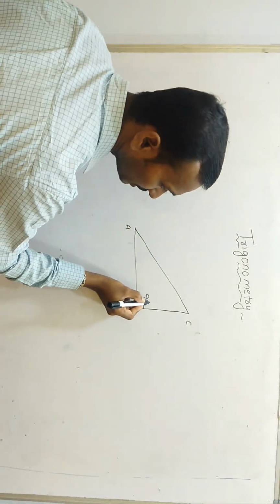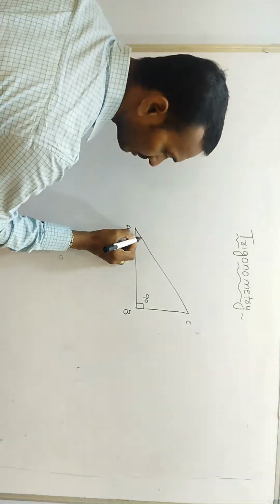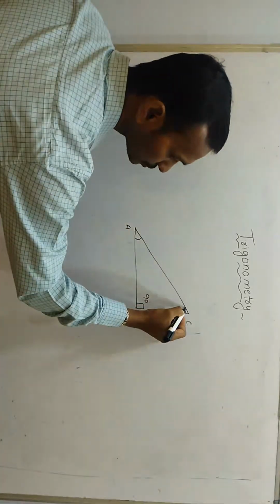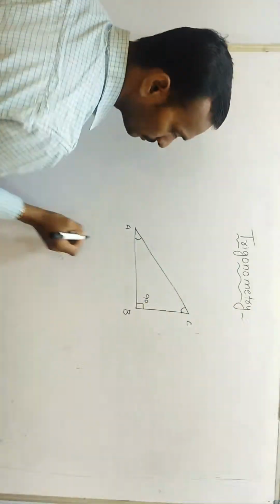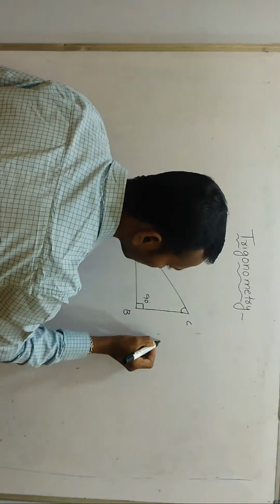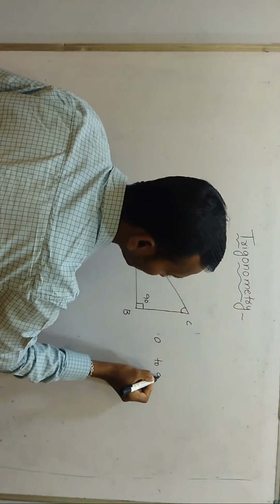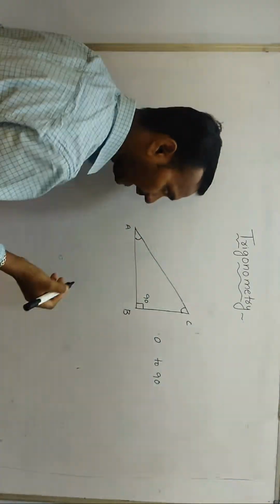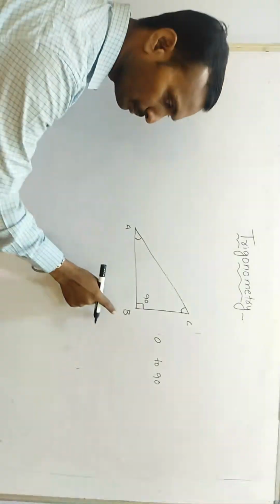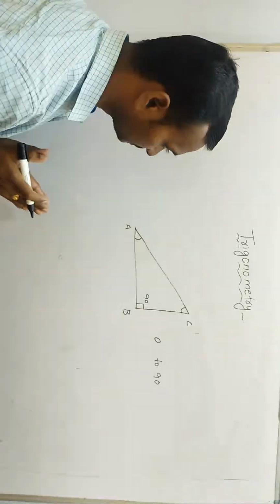Here the angle B is nothing but 90 degrees. What about the remaining angles A and C? These are two acute angles. An acute angle is an angle which is between 0 and 90 degrees. So B is a right angle, and A and C are acute angles.